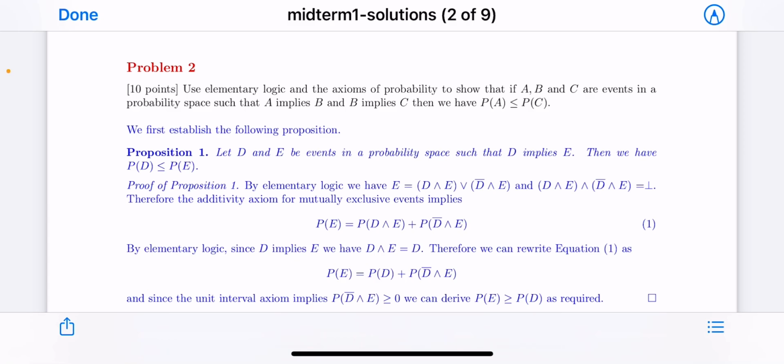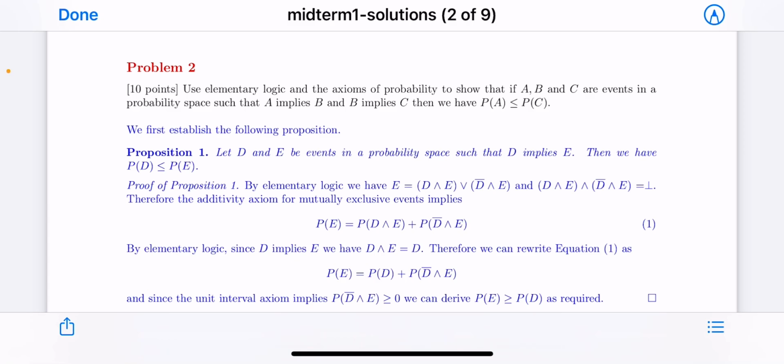So I've done some symbolic manipulations with elementary logic, and I can apply the additivity axiom for mutually exclusive events to arrive at what you can see as equation 1. So I'm going to say that the probability of E is equal to the probability of D and E plus the probability of not D and E.